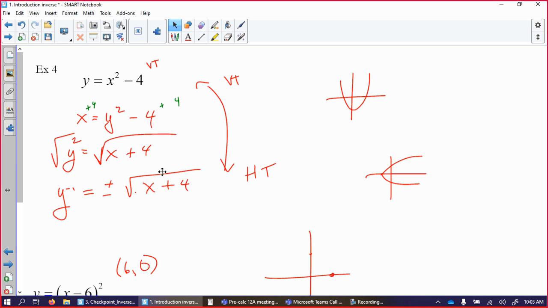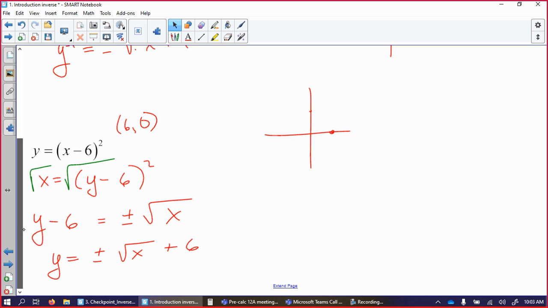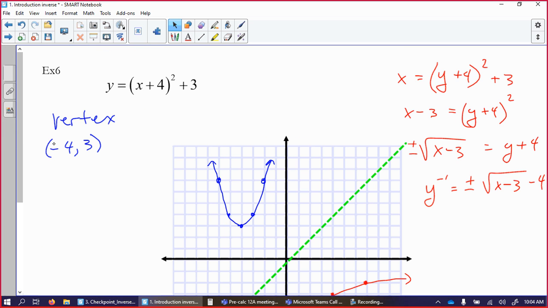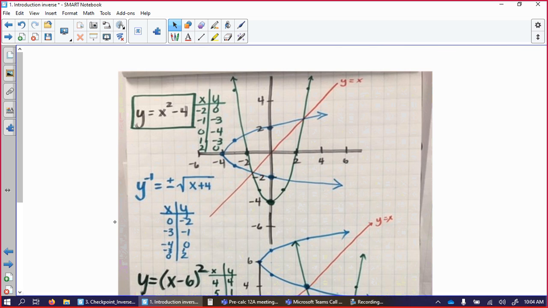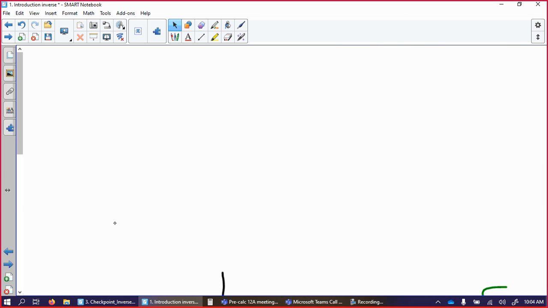We rearranged and looked at how a vertical translation becomes a horizontal translation, horizontal translation becomes a vertical translation, and then both.